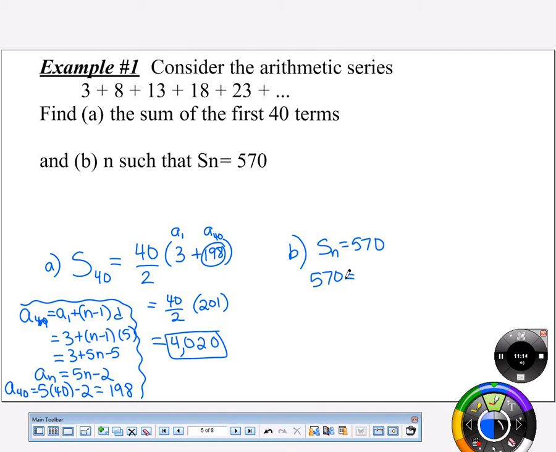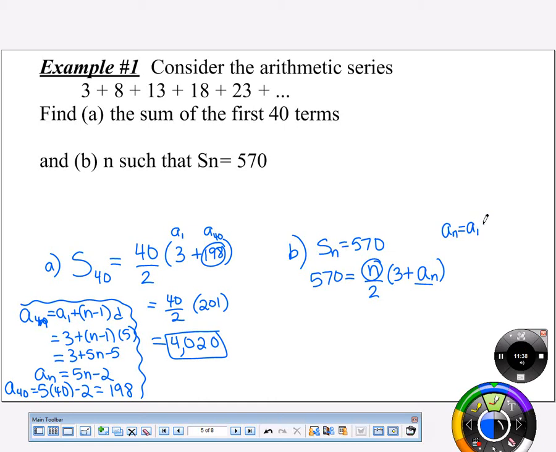570 is the sum. I actually am finding n, so I don't know how many terms that is. I know the first term is 3, and I don't know the last term. If I knew the last term, I would know how many there are, maybe. So this is a bummer because this one formula or this one equation has two different variables in it.